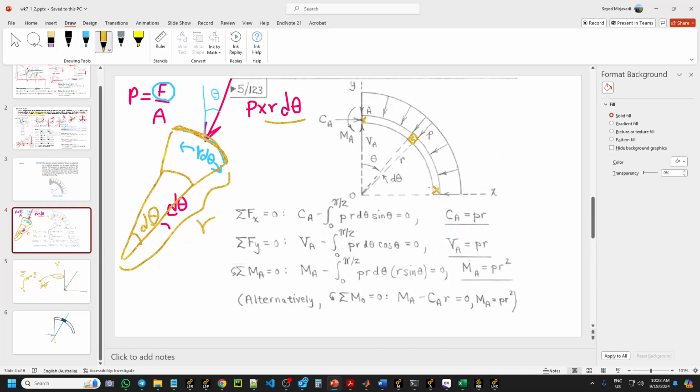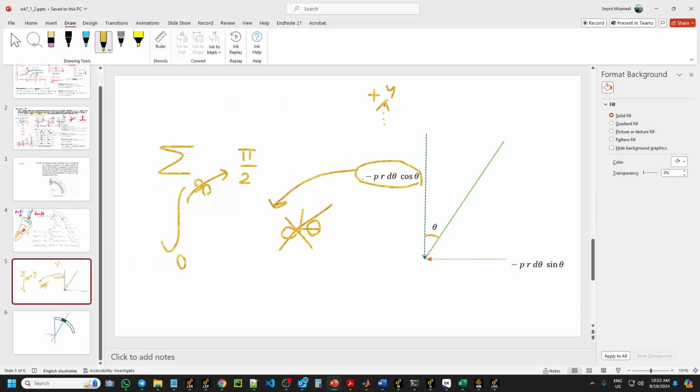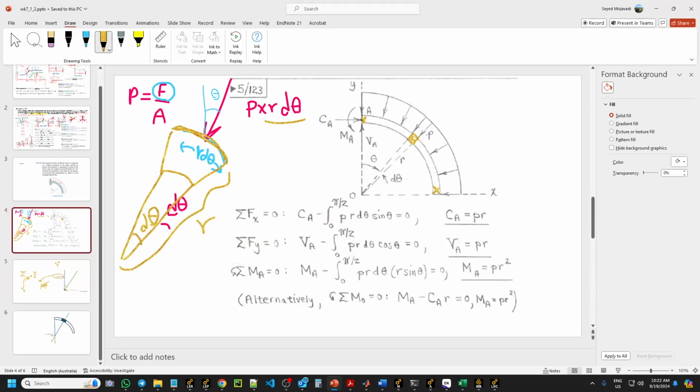So what else do we have? What are the other forces exerted on the beam? The next one is VA, which is pointing upward. So for the summation of Fy equal to 0, we just write VA. And we can also take the negative out of the integral: minus the integration from 0 to pi divided by 2 of PR d theta cos theta. Actually, this part should be here. It's much better.